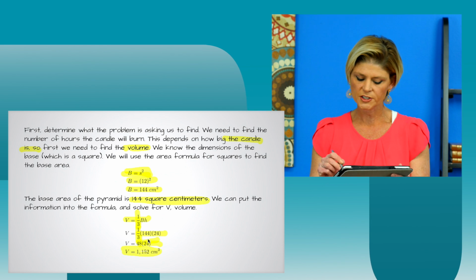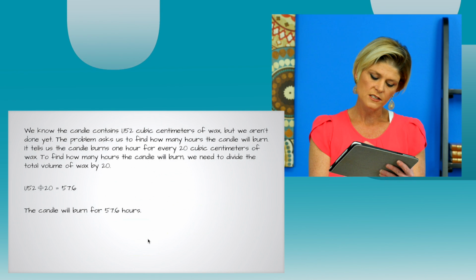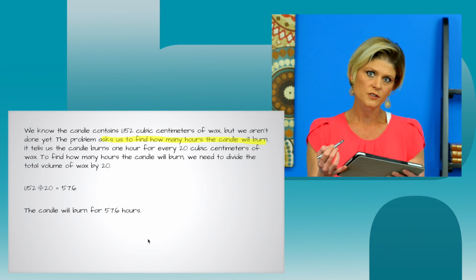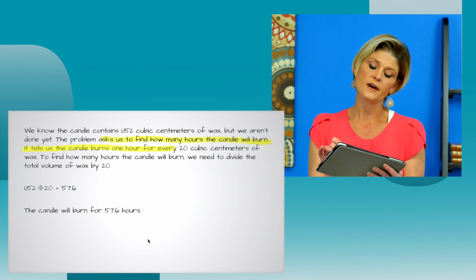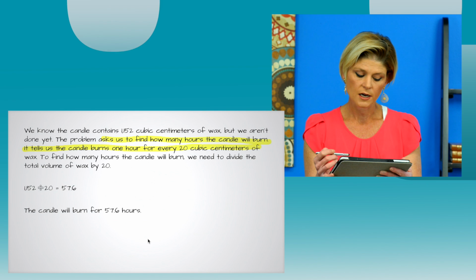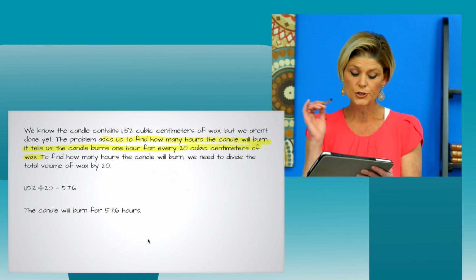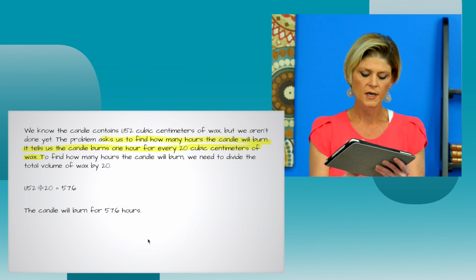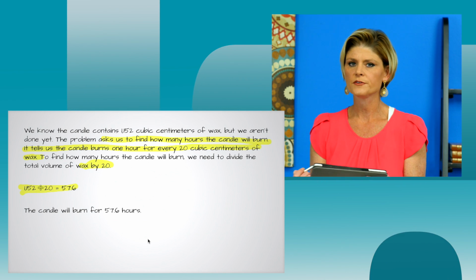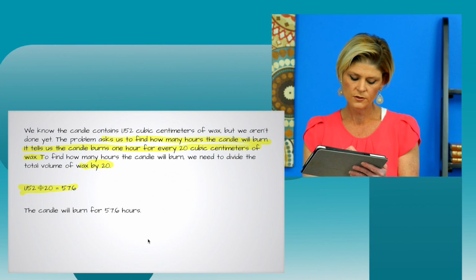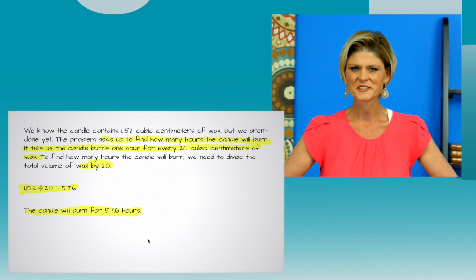because the question asked us, what did the question ask us? It asked us to find how many hours the candle was gonna burn. Remember? So it tells us that the candle burns 1 hour for every 20 cubic centimeters of wax. So to find out how many hours the candle's gonna burn, we need to divide the total volume of wax by what? By 20. So 1,152 divided by 20 equals 57.6. So that candle that she bought is actually gonna burn for 57.6 hours.